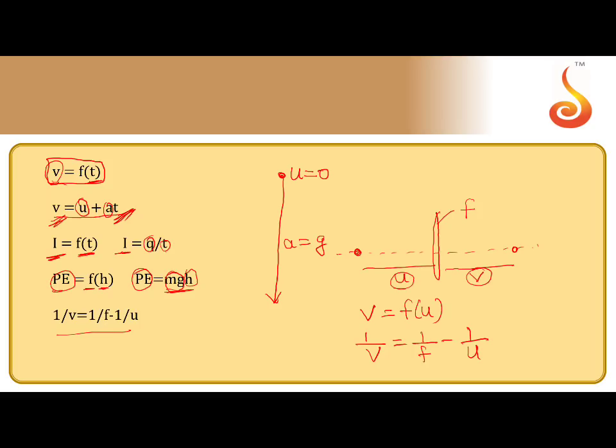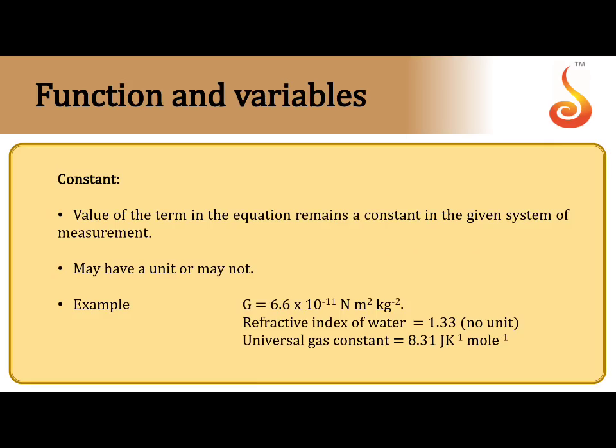I hope you got clarity on the variable which varies due to the variation of another term, and a variable which can change by itself. We spoke about the constant. In a mathematical equation, the constant will be a mere number, whereas in physics, the constant is a value in the equation whose value will remain constant. It is constant only in a given system of measurement.